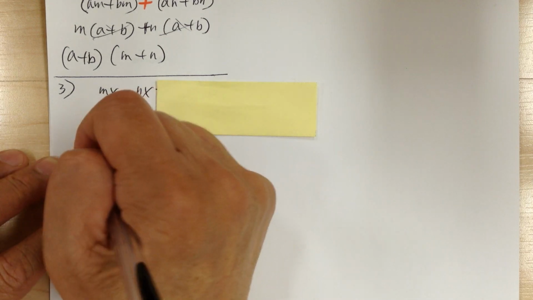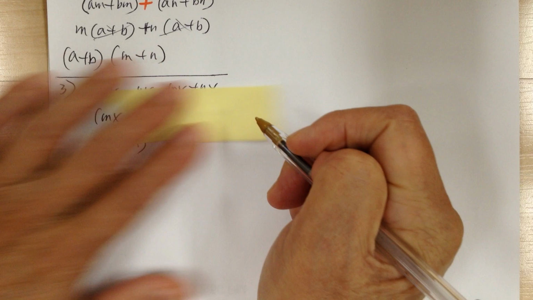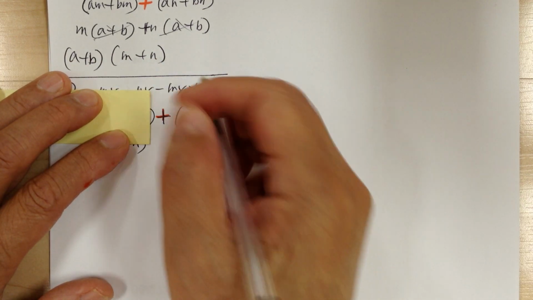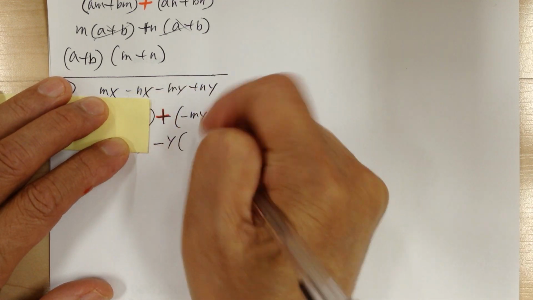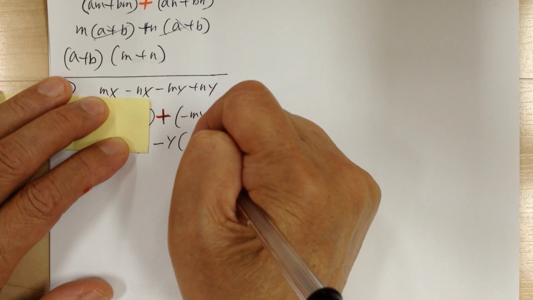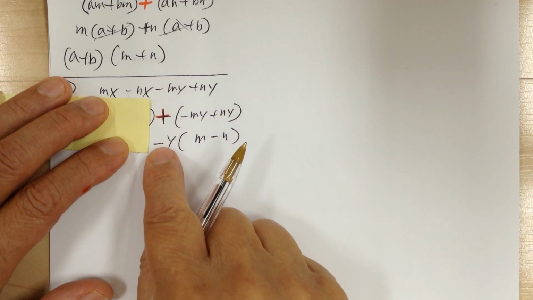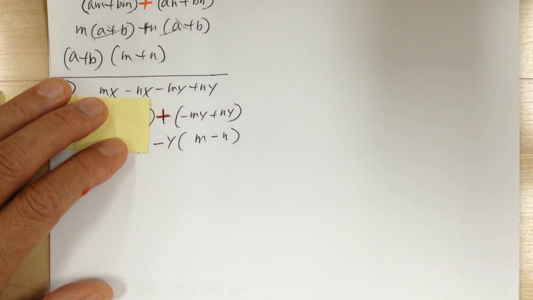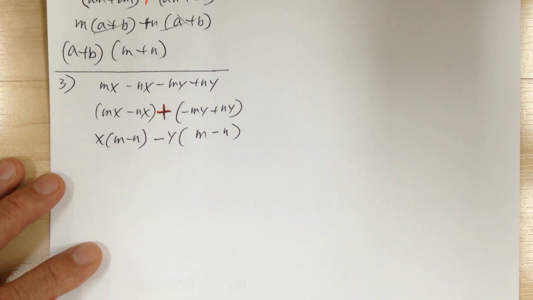This one you can factor out the x, so you get m minus n. Now this one, whenever you have a negative in front, you also have to factor out the negative. So you factor out the negative and the y. When you factor out the negative, it becomes m minus n. I can do a quick check: this times this gives you that, and negative times negative gives you positive.